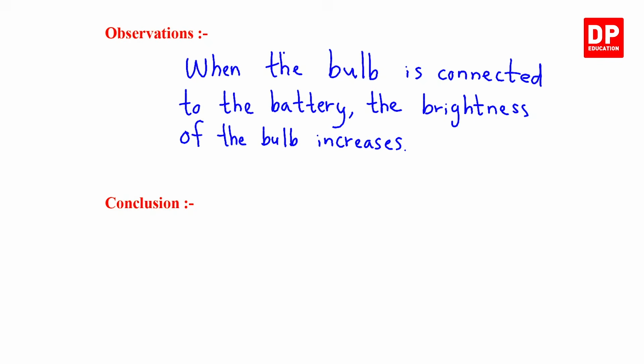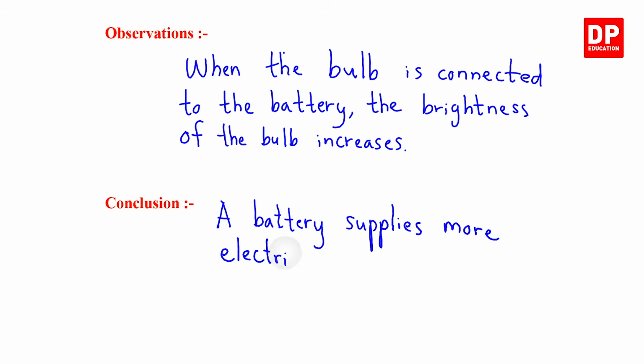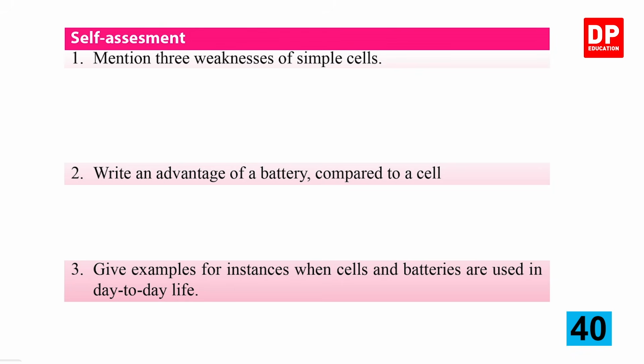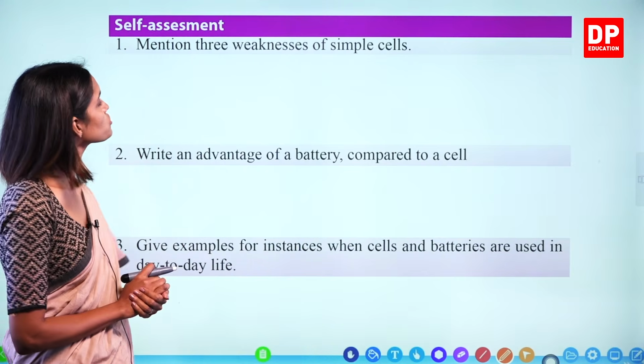We will write that. A battery supplies more electric current than a single cell. A battery supplies more electric current than a single cell. Okay, we have self-assessment to do. This is given in the textbook. We will go through this.